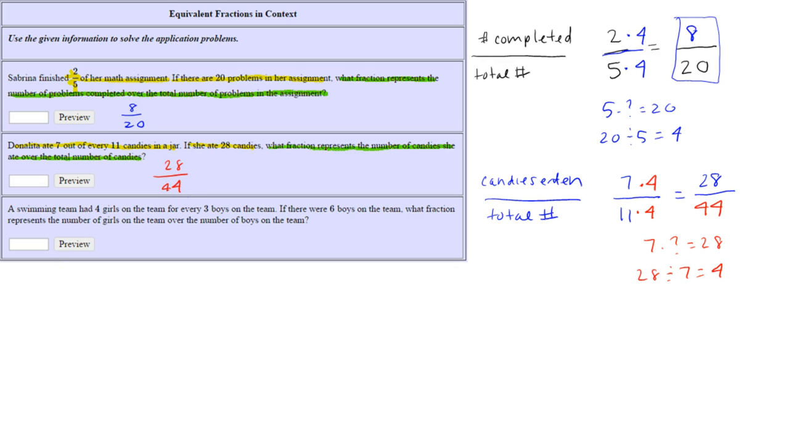Let's look at the last one. A swimming team had 4 girls on the team for every 3 boys on the team. If there were 6 boys on the team, now I see the question coming, so I'm going to highlight that in green. What fraction represents the number of girls on the team over the number of boys on the team? Okay. So notice that this is a part-to-part model. It's telling us how many people were girls and how many were boys, but we're also asked for a fraction that's a part-part model.